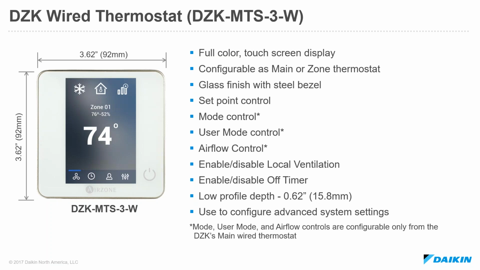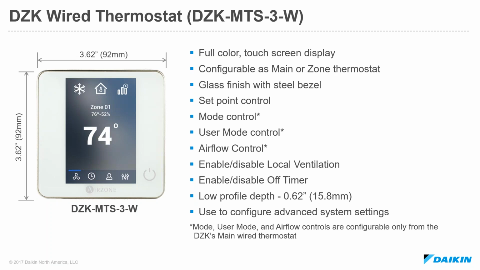So one of them has to be used as the main thermostat on the system. But if you have a 6-zone DZK, you can have 6 wired thermostats. One will be the main, the other 5 will be zone level thermostats. It has a glass finish with a steel bezel, and this allows essentially the full range of control of each zone. Set point control, mode control, the user mode control that we looked at before, and that airflow adjustment control.